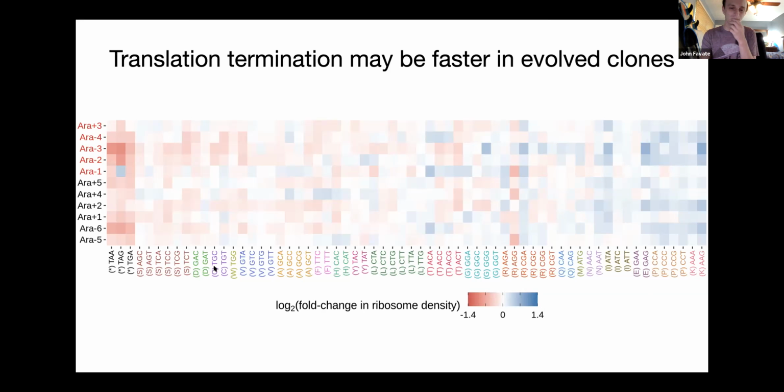And a neat thing we see is that with the stop codons, there seems to be overall decreased density, which might suggest that translation termination may be faster in the evolved clones. I've not found a good explanation for this yet, but what that might lead to is faster ribosome recycling, and that could mean that more ribosomes are readily available to perform translation initiation, which is the rate limiting step of translation.